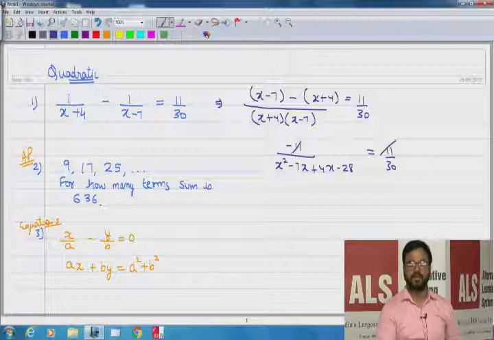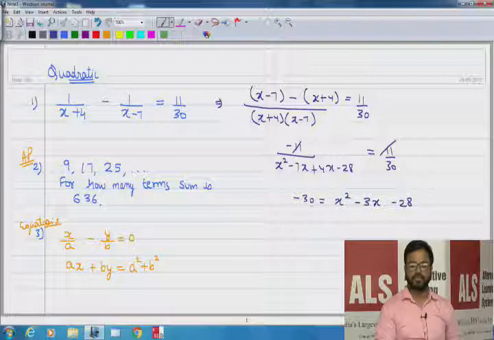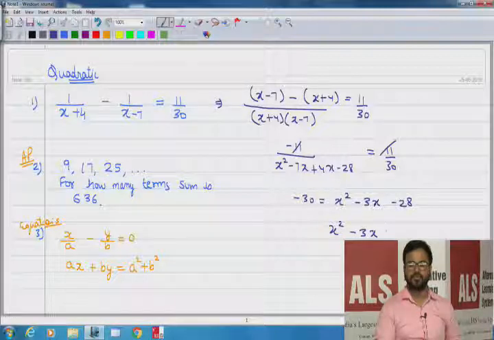11 and 11 will get cancelled out. Now if we do the cross multiplication, this 30 will get multiplied with minus 1 over here, so 30 into minus 1, which is minus 30, that is equal to, on cross multiplying, x square minus 7 plus 4 is minus 3x minus 28. Take this minus 30 to the right hand side, so we will get x square minus 3x, minus 30 will go on the right hand side, it will become plus 30, 30 minus 28, that is 2.